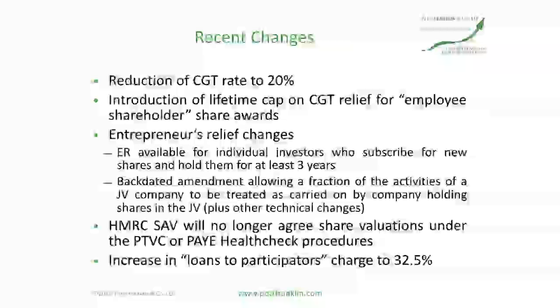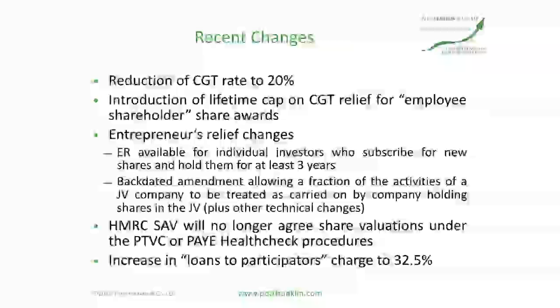Income tax, all completely tax-free up to an initial value of £2,000. If they received shares with an initial value greater than that, up to £50,000, they were completely free of capital gains tax going forward. That capital gains tax relief has now been capped. So if your shares increase up to £100,000 worth of value over your lifetime, that's a lifetime cap, £100,000 worth of gains on employee shareholder shares, you can still get the capital gains tax relief. Any more than that, you're going to be subject to capital gains tax at now 20%.